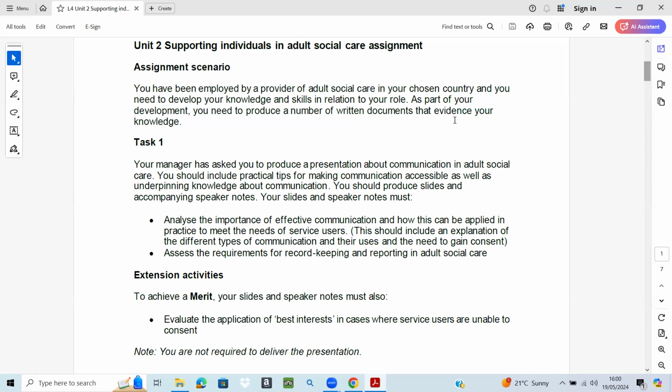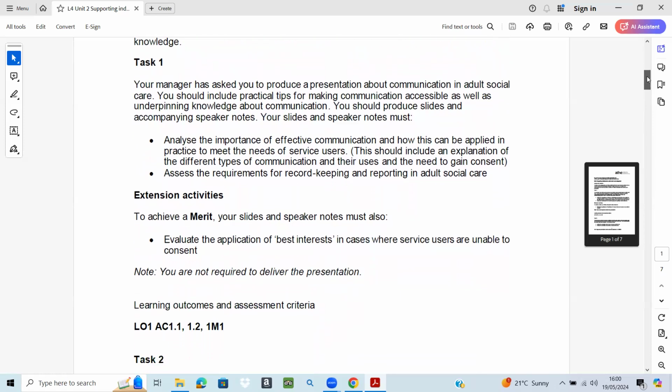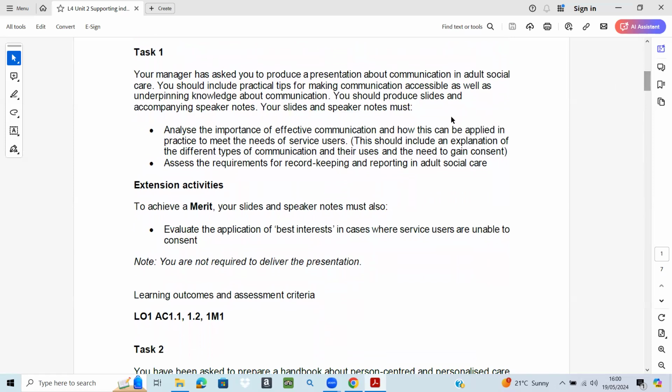and you need to develop your knowledge and skills in relation to your role. As part of your development you need to produce a number of written documents that evidence your knowledge. So we have to think that we are employed in the United Kingdom, and now we need to produce some documents. This is task one. In task one, the scenario is that your manager has asked you to produce a presentation about communication in adult social care. So we need to prepare a presentation.